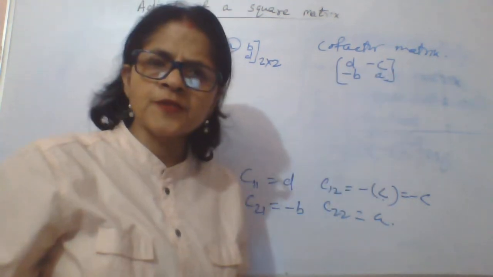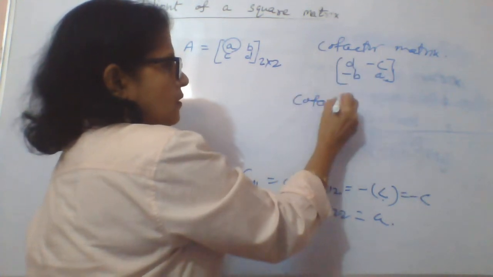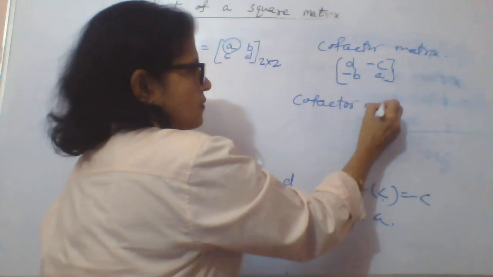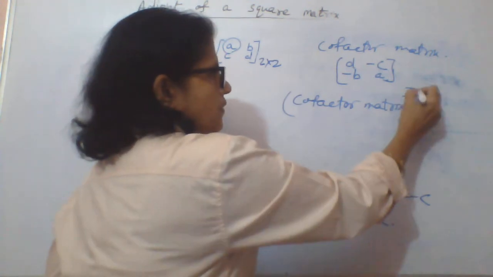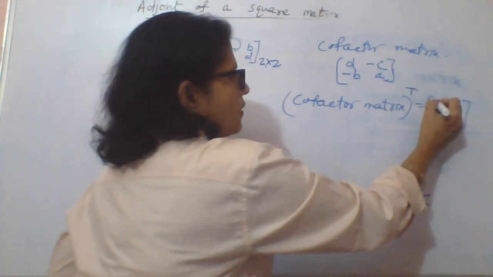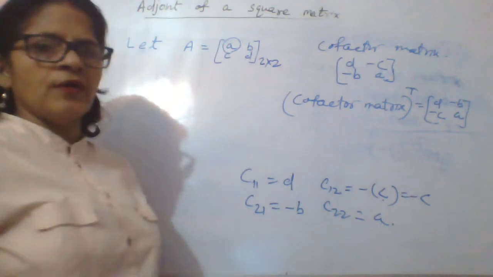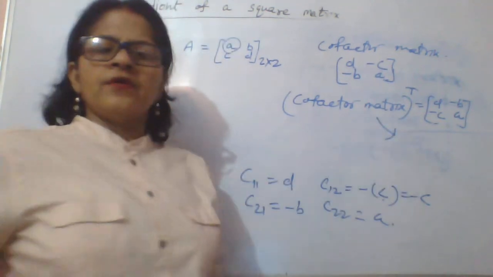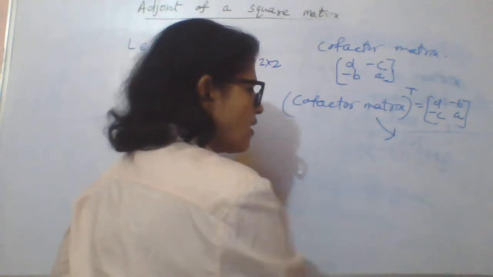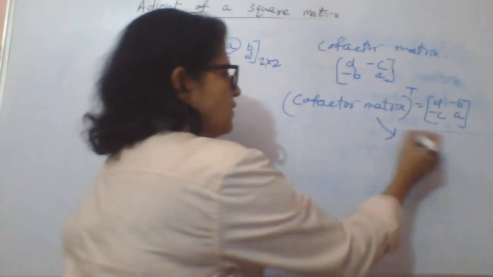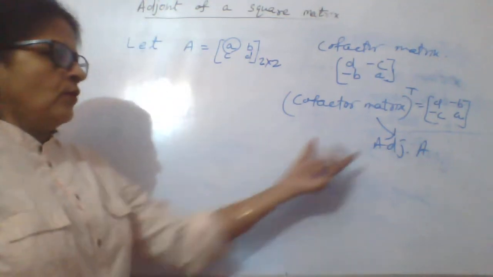Now if we take the transpose of this cofactor matrix, we get D, minus C in the first column, minus B, A in the second column. For this transpose of a cofactor matrix, we are going to give it a new name, which is called the adjoint of A. So this is our adjoint of A.